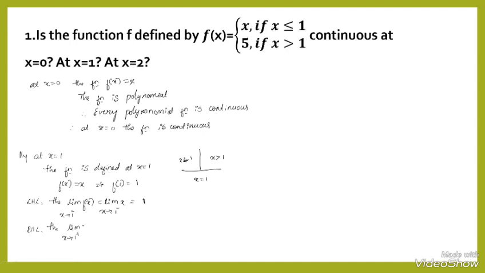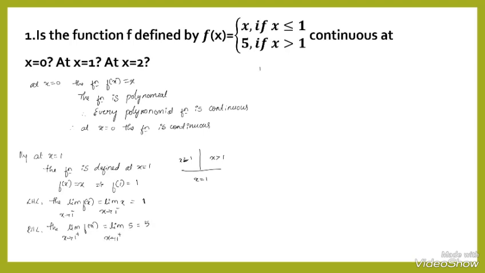For f of x at x greater than 1, the value is 5. The limit as x tends to 1 plus of f of x is 5. So the value is 5. Here we are just checking the condition.